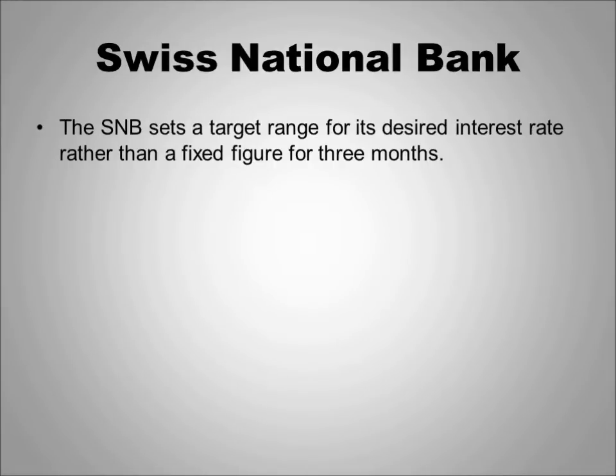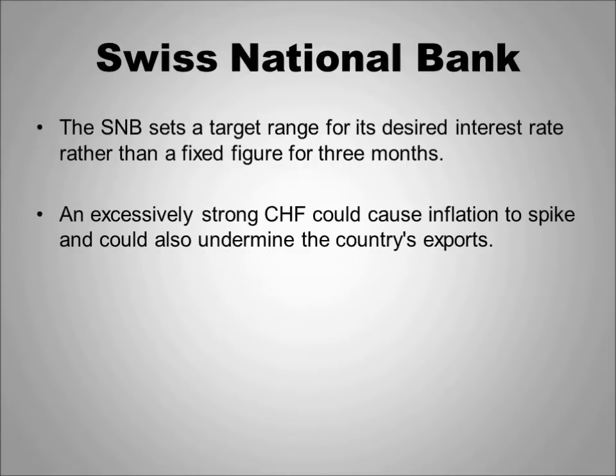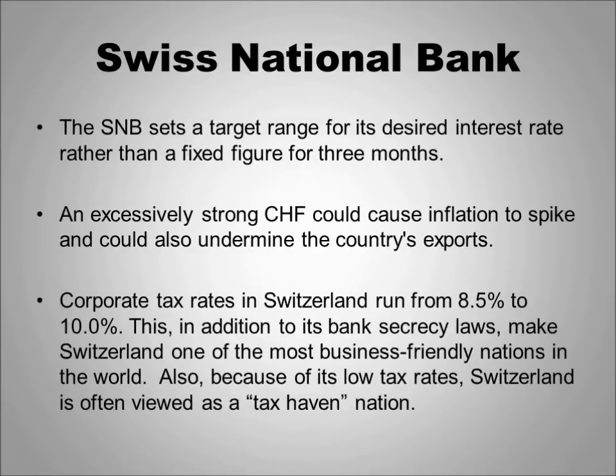Okay, so let's talk about the Swiss National Bank. The SNB sets a target range for its desired interest rate for 3 months, rather than a fixed figure. An excessively strong franc could cause inflation to spike and could also undermine the country's exports. So what the Swiss government does not want is for the franc to be too strong, because if the franc is too strong, then many consumers are less likely to purchase Swiss imports or products that are being imported into their country.